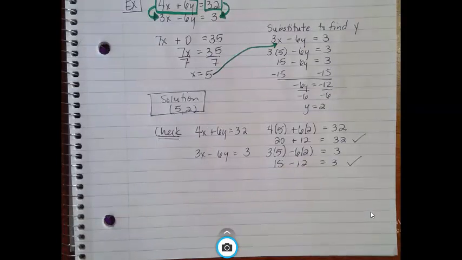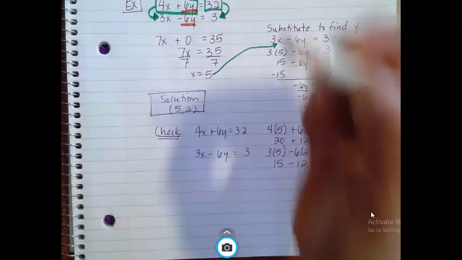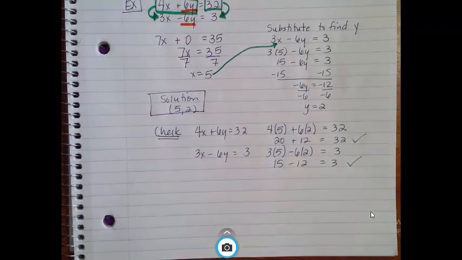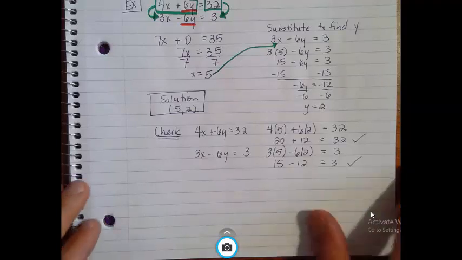Now notice, this happened to be pretty convenient that I had a 6y and a negative 6y, which just happened to cancel each other out when they got added. We'll look at some slightly harder examples right now, and on Monday, we'll look at some even more complicated examples.